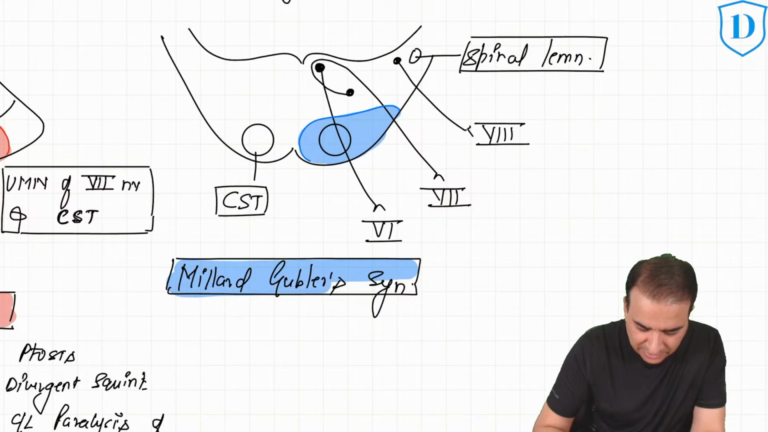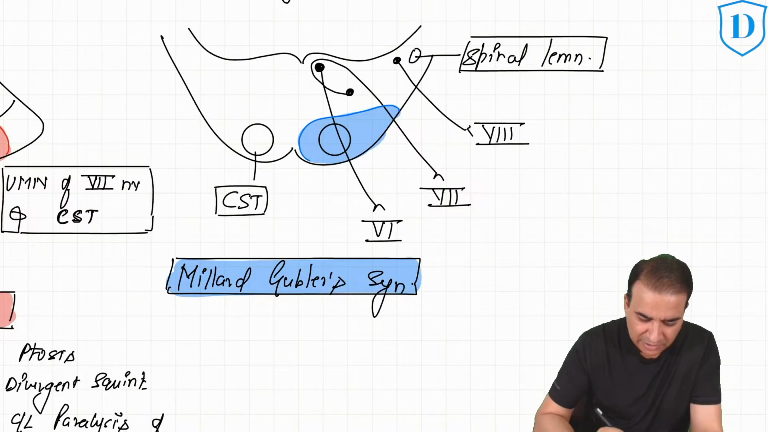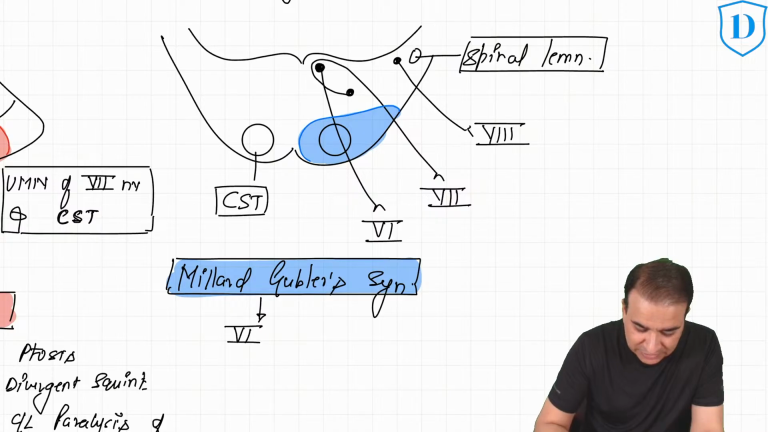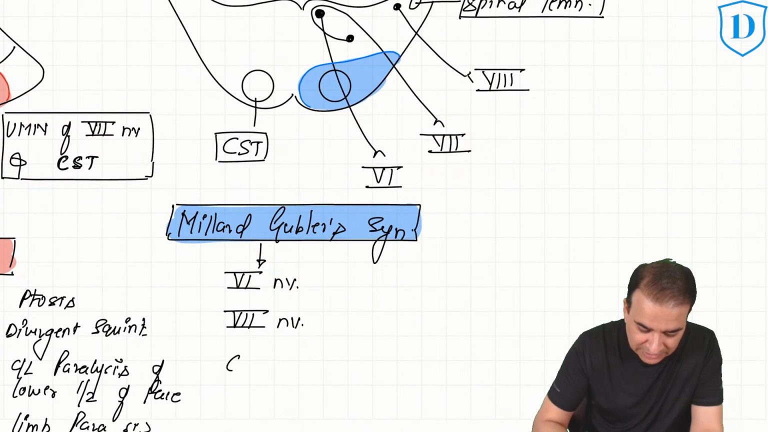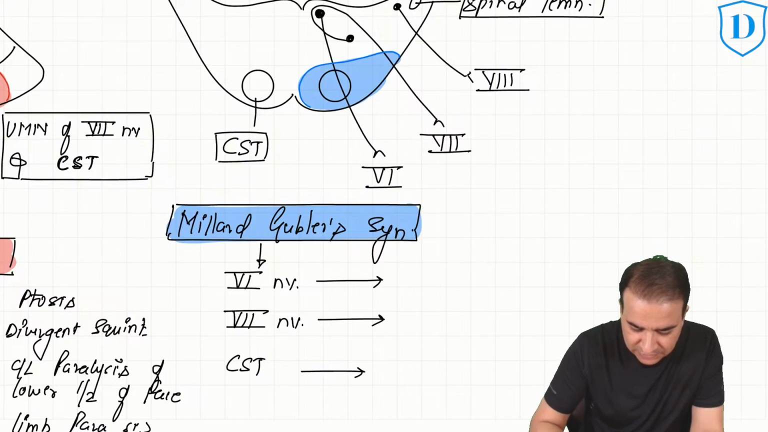Let me use the same highlighter here. What you will see in Millard-Gubler syndrome, guys, first of all, is involvement of the sixth nerve, the seventh nerve, and the corticospinal tract, the CST. Sixth nerve, seventh nerve, and corticospinal tract.